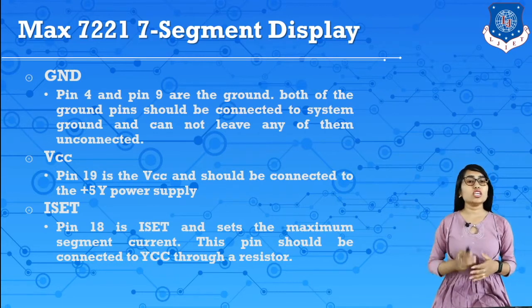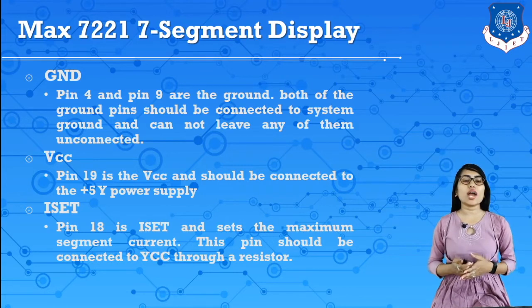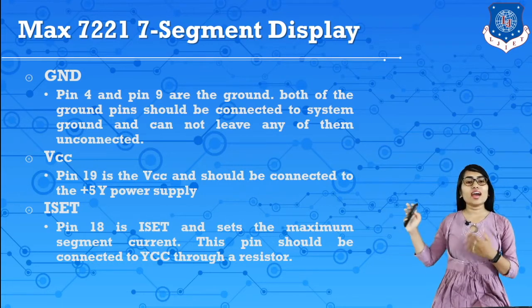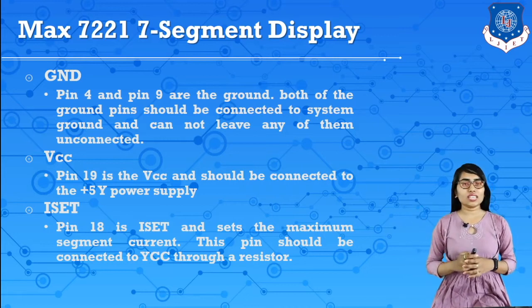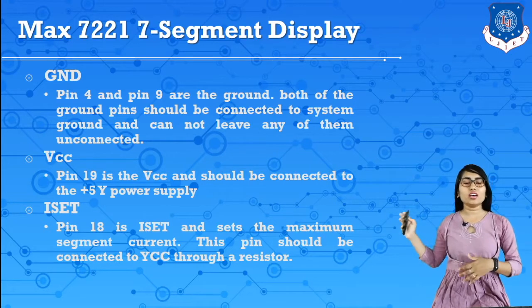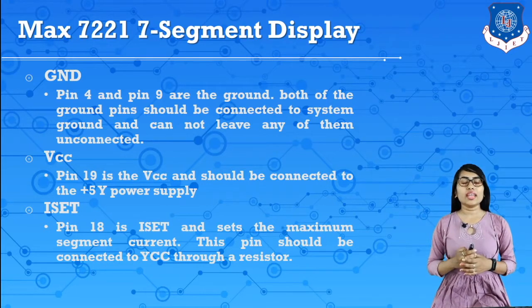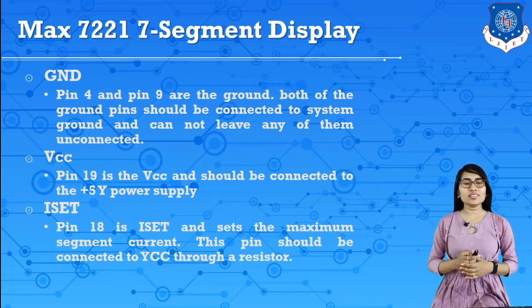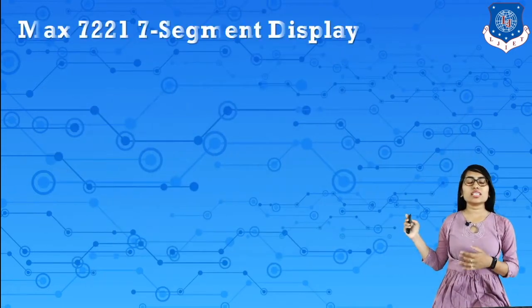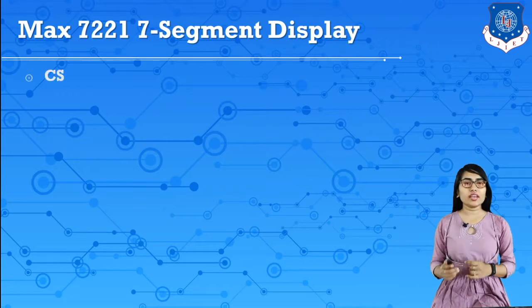Then VCC: pin 19 is VCC and should be connected to a plus 5 volt power supply. Then ISET: pin 18 is ISET, which sets the maximum segment current. This pin should be connected to VCC through a resistor. So this pin is basically connected for the segment current to VCC.